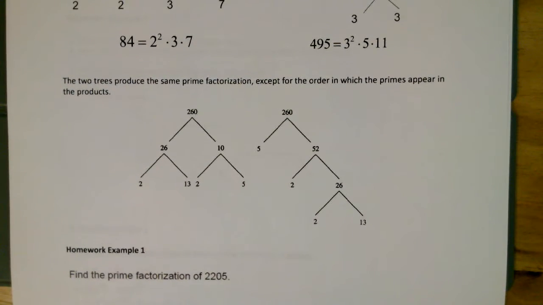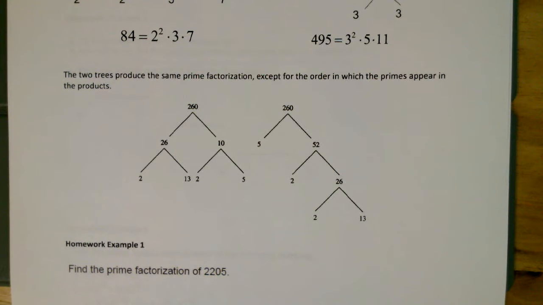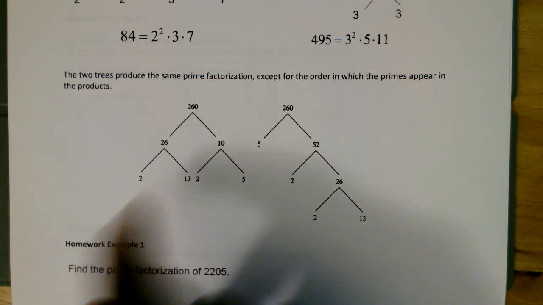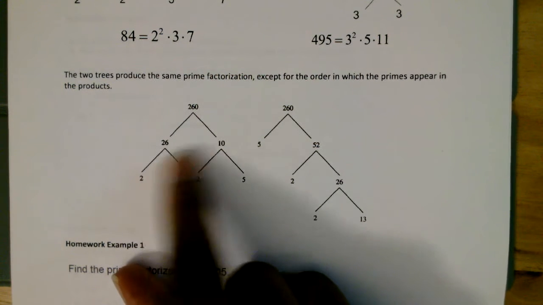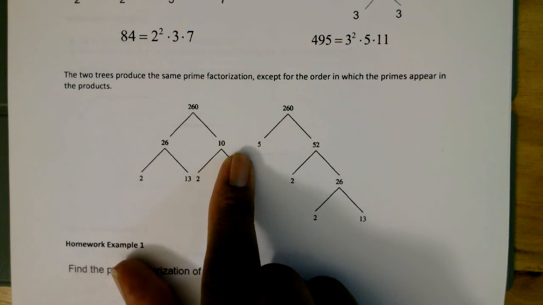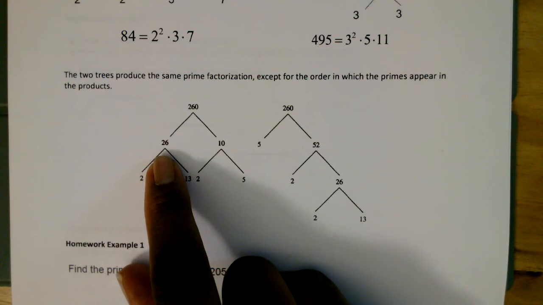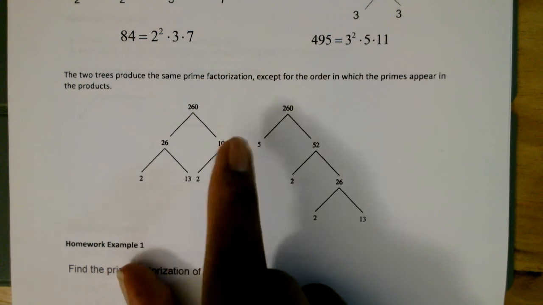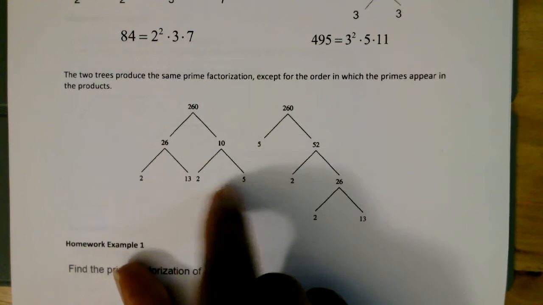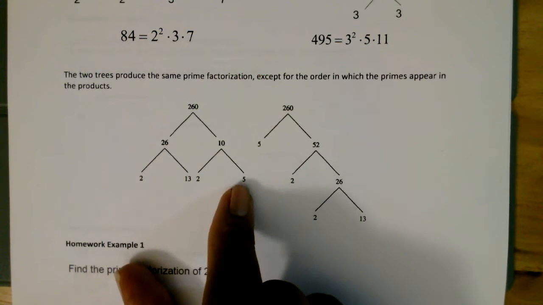Now, in the middle of this page, you'll see the two trees producing the same prime factorization, except for the order in which the primes appear in the products, like 260. Well, 260 is a multiple of 10, so they broke that up as 26 times 10. And then 26 is a composite number. We can break that up as 2 times 13. 2 is prime, 13 is prime. The 10 can be broken up as 2 times 5. 2 is prime, 5 is prime.